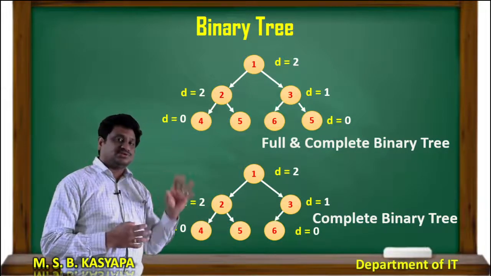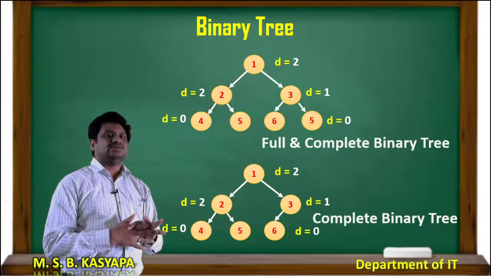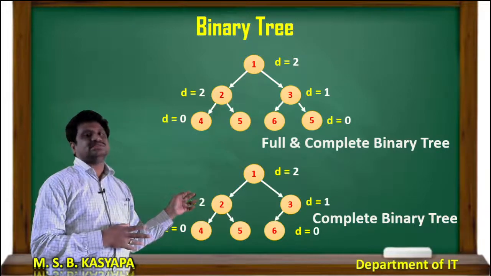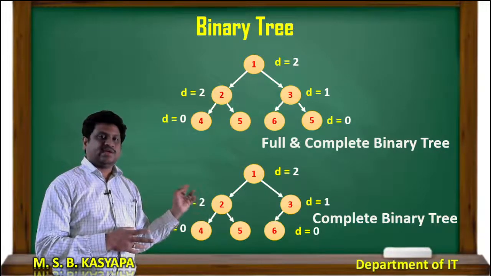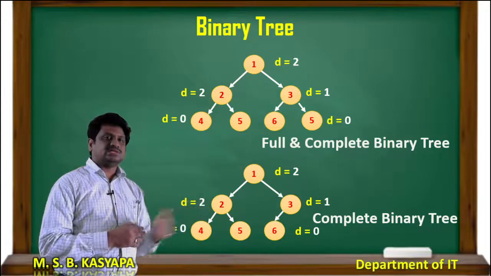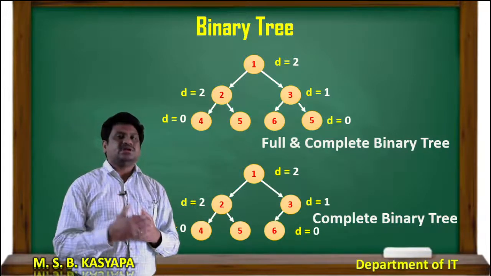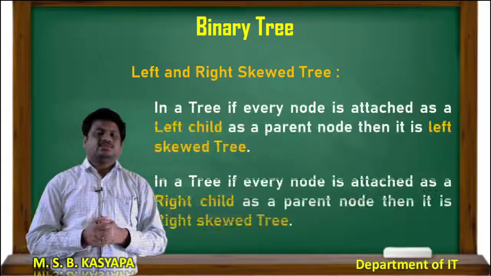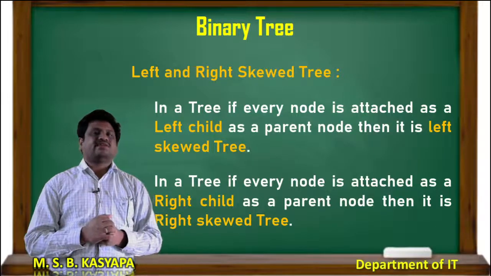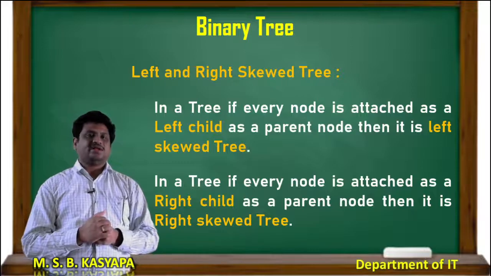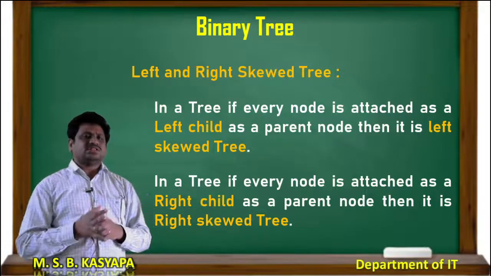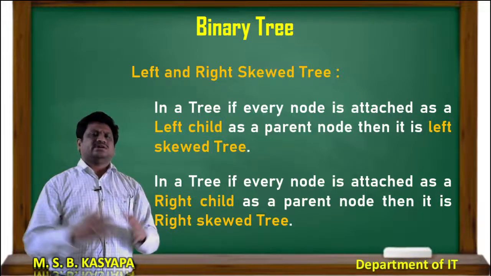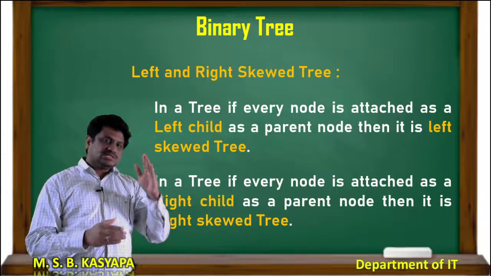Am I right? So 3 doesn't have a second child, but 2 has a child. So like this, we differentiate between the full and complete binary trees. And the next one is the left and right skew trees. These are the single flow graphs.